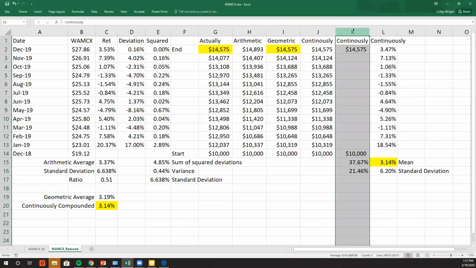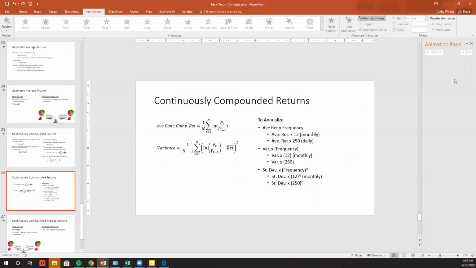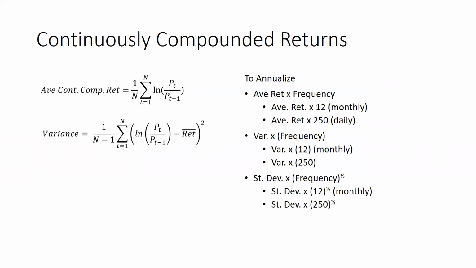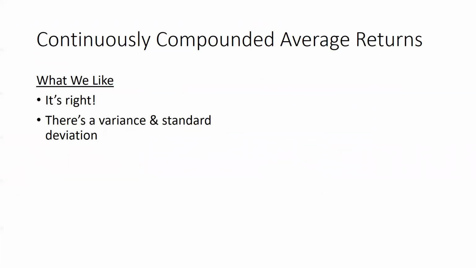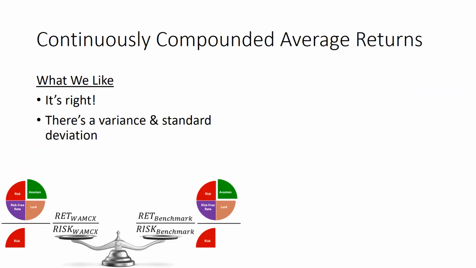This is super helpful. So what we're going to do is we're going to rely on this methodology of continuously compounded returns. Why? First off, because it's right. Second off, because there's a variance and a standard deviation. In other words, using this methodology, we're using the right number, and we have the first and the second moment, which allows us to do this performance assessment that we began the presentation with. Okay.